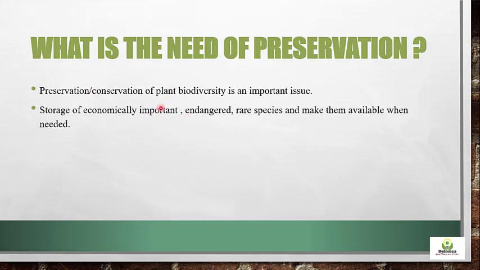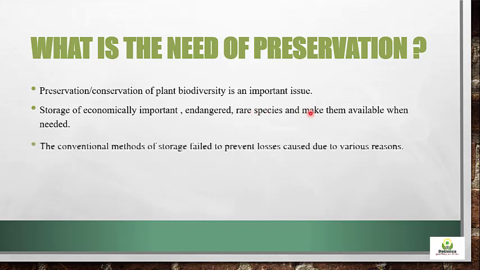Storage of economically important, endangered, rare species and make them available when needed. So what is the preservation purpose? For example, there is a species which is economically important but it is under threat, it is endangered because of very heavy or expensive use. So those economically important species may be stored. The endangered species which are under threat because of habitat loss or some other reason. Rare species which are very low in number naturally, those also should be conserved, and whenever we need them we will make them available.